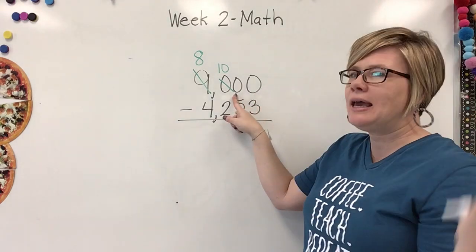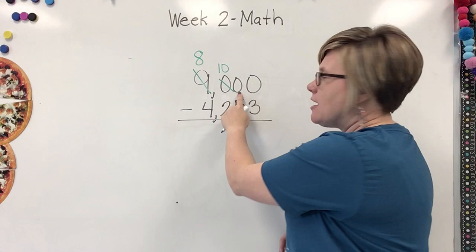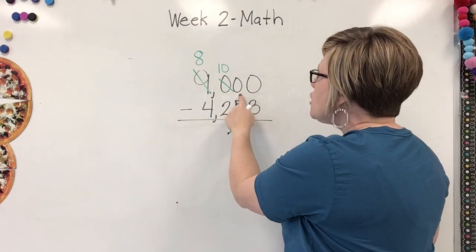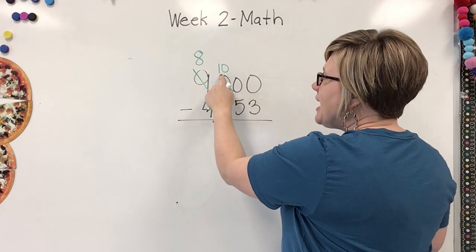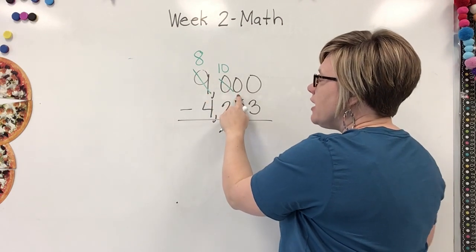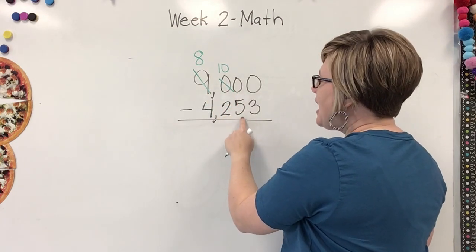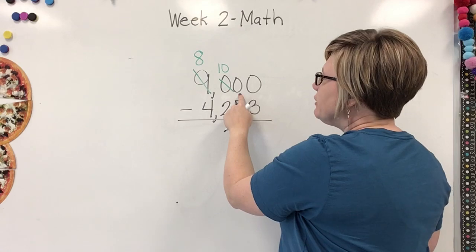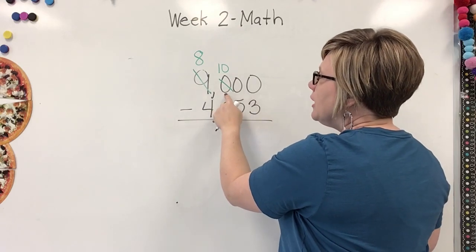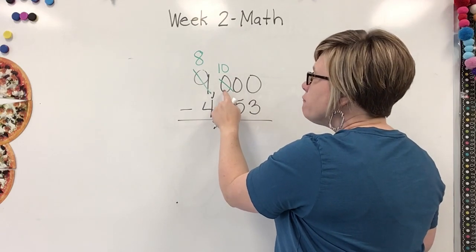Borrow from this neighbor, can't do it. Well, let's get this neighbor some so we can borrow from him. So now there's 10 hundreds and 0, and he has 0 tens. I can't take 5 tens minus 0 tens. So I'm going to borrow. I'm going to borrow from this neighbor.